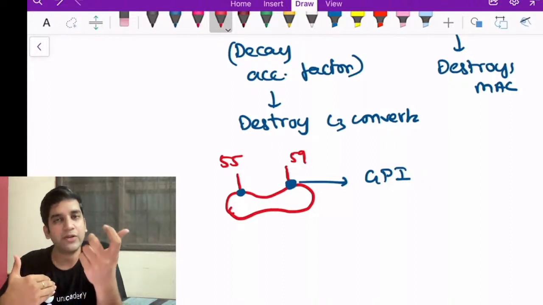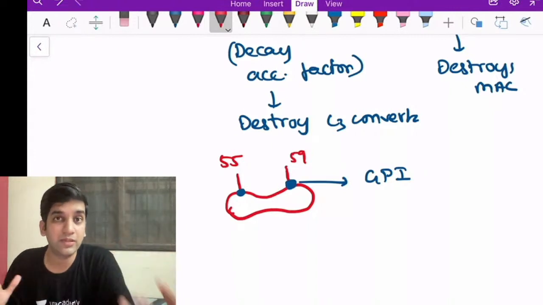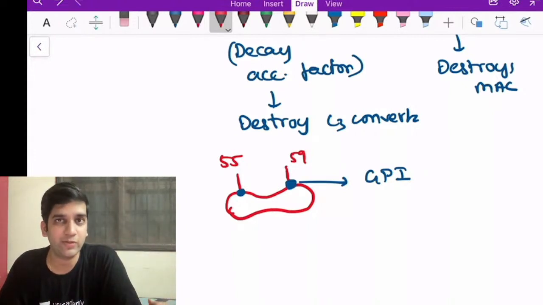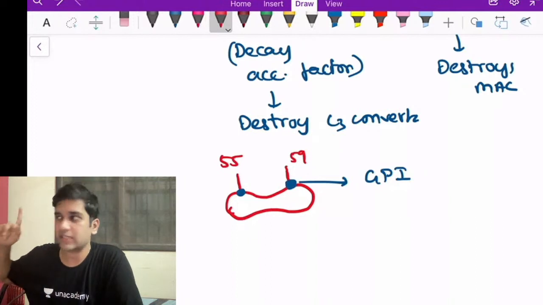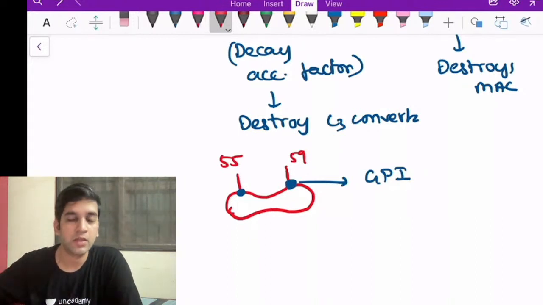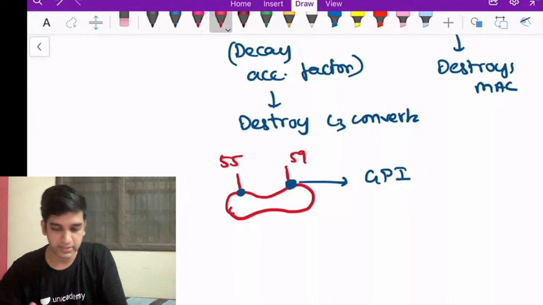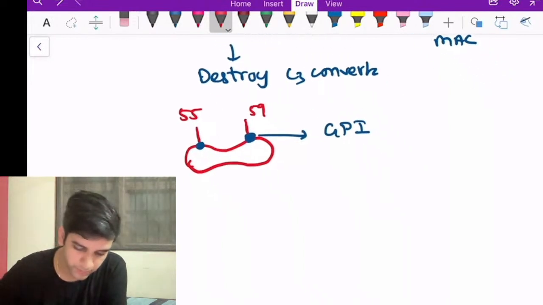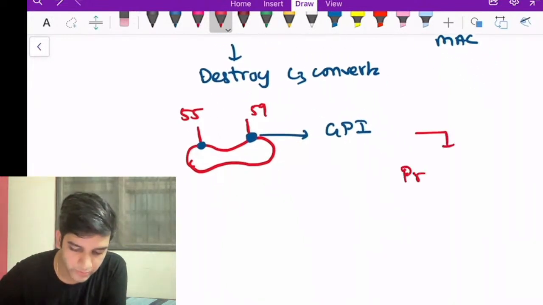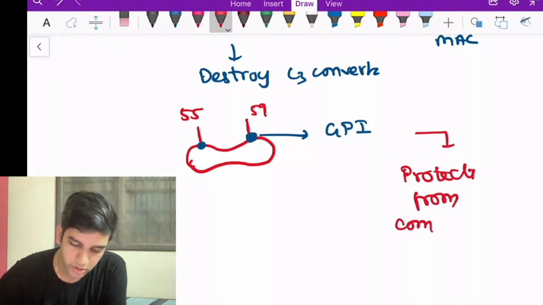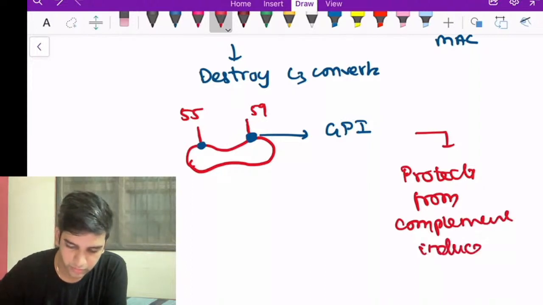So once it tries to activate complement, RBCs are present in lakhs and lakhs of quantities per ml of blood, right? So this CD55 and CD59, everyone gets activated and stops it. So it will make sure it protects my entire blood during sleep from complement induced lysis, right? So the problem in PNH: this is going to protect from complement induced lysis. So this is normal, right?